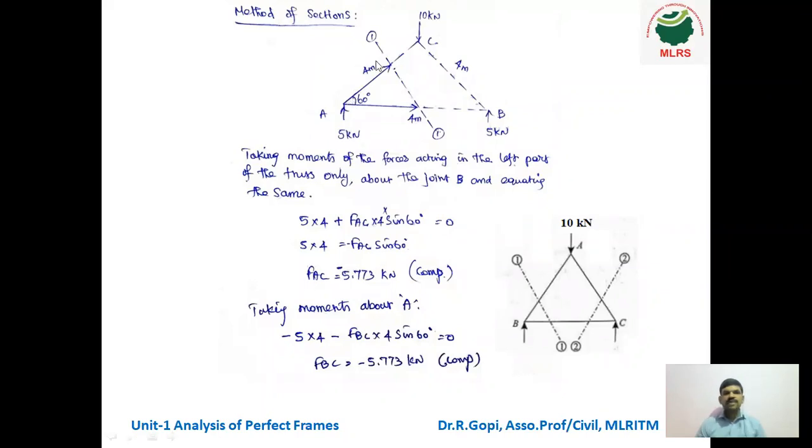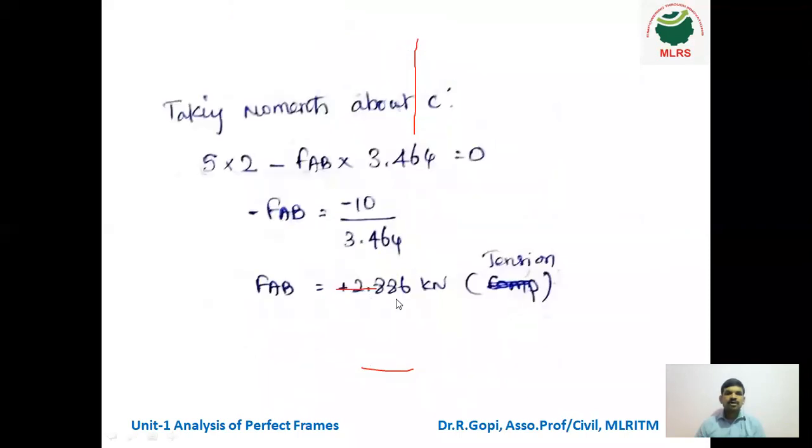So you can see here FAC and FBC, since it is a symmetrical structure. Symmetrical means if you cut the middle of the structure, both the left side and right side are the same. So FAC we calculated as minus 5.773 kilonewton, and the same answer we got for FBC because it is symmetrical. And FAB, where only one member is there, we calculated plus 2.866. It's a tension force.